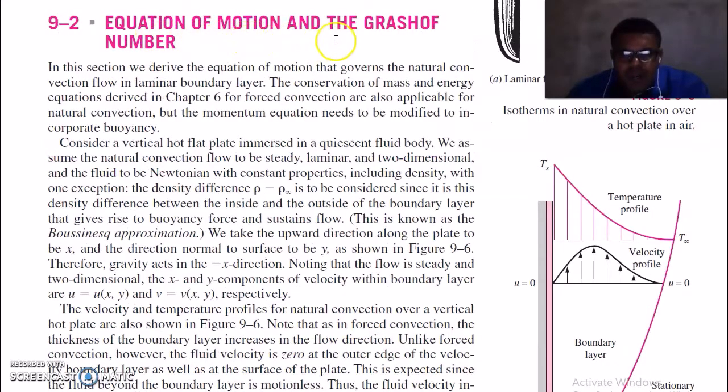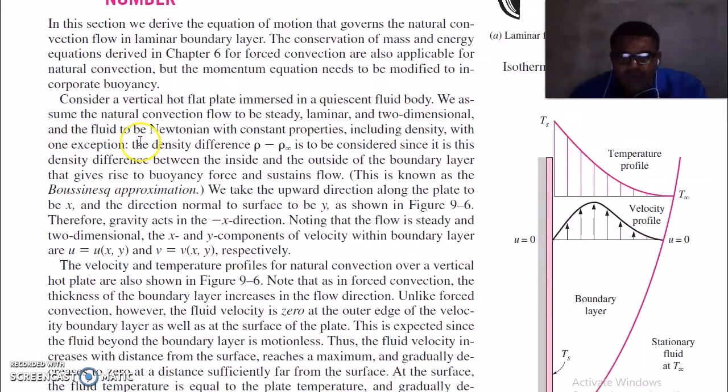Equation of motion and the Grashof number. In this section we derive the equation of motion that governs the natural convection flow in the laminar boundary layer. The conservation of mass and energy equations derived for forced convection are also applicable for natural convection, but the momentum equation needs to be modified to incorporate the buoyancy effect.